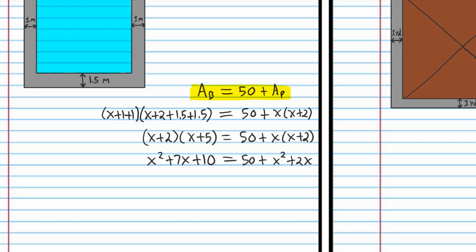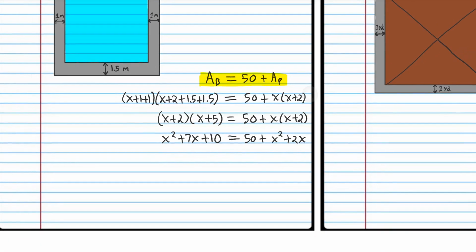So again, we're using a lot of principles here. So now, if we subtract x squared from both sides, the x squareds just disappear. So that's good. We don't have to deal with the quadratic. Subtract 2x from both sides, and we get 5x over here. And subtract 10 from both sides, and we get 40 over here. Divide both sides by 5, and we get x is equal to 8.